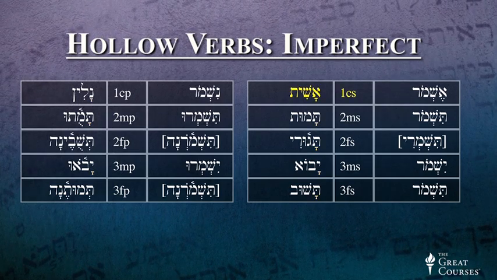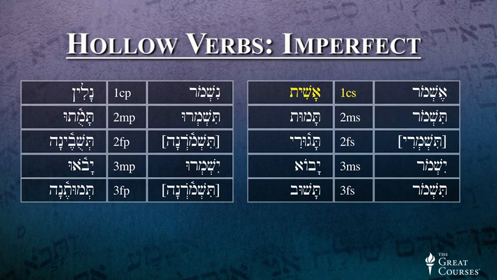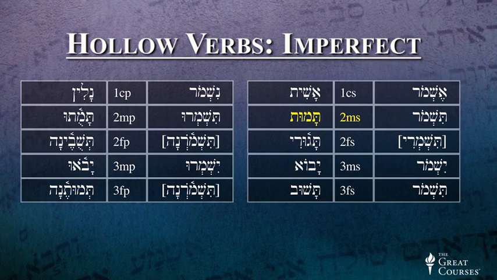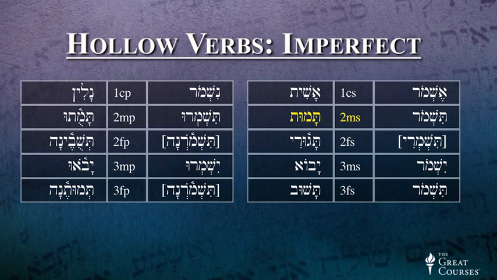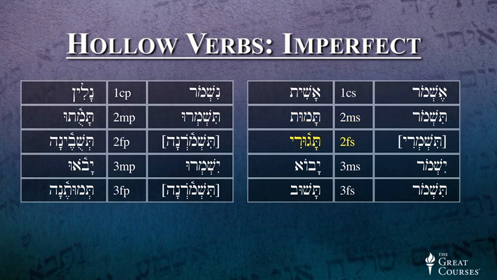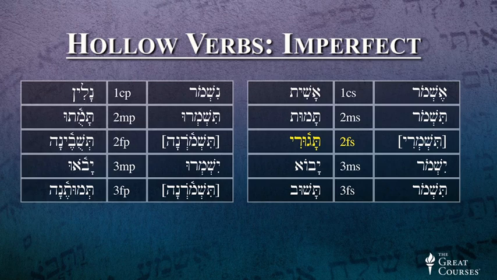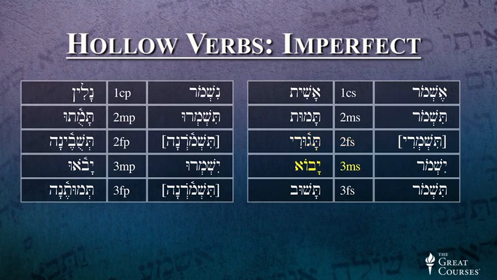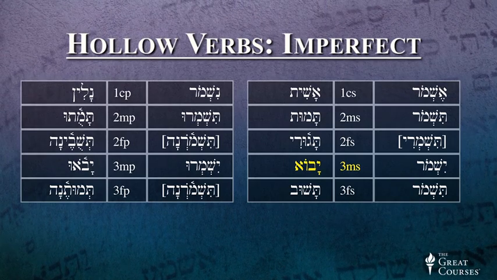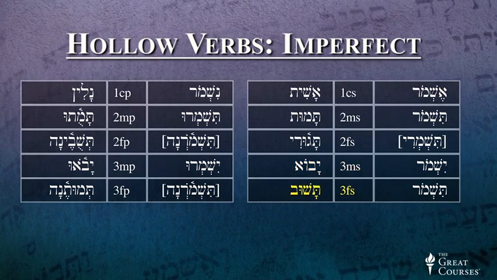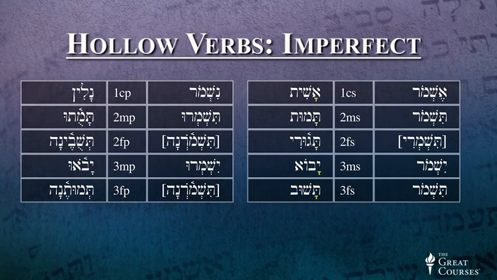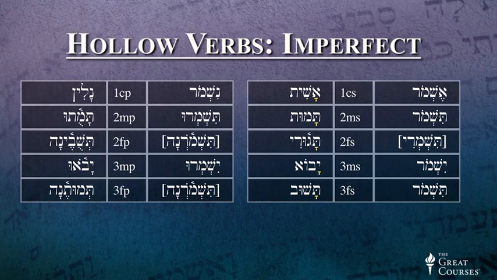First person singular, ashit, shin yud taf, I will place or put. Second masculine singular, tamut, mem vav taf, you will die. Second feminine singular, taguri, gimel vav resh, you will reside. Third masculine singular, yavo, bet vav aleph, he will come. And third feminine singular, tashuv, shin vav bet, she will come back. Kamatz under the prefix tells you that they are hollow.